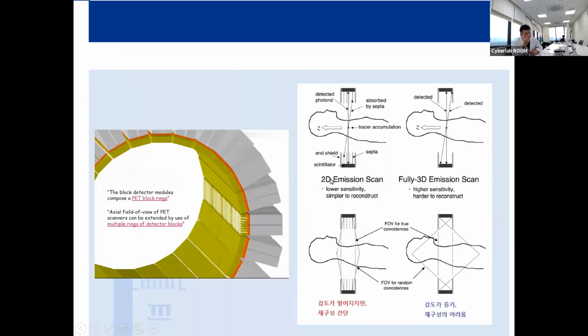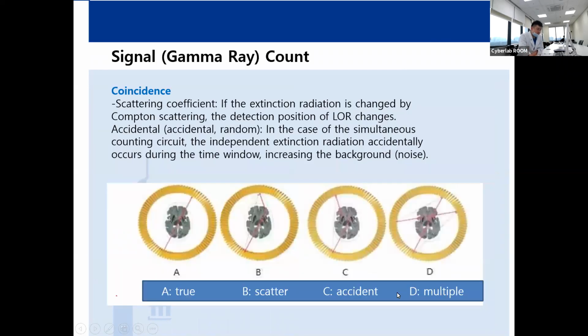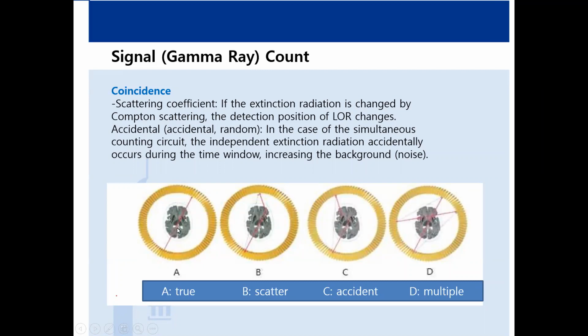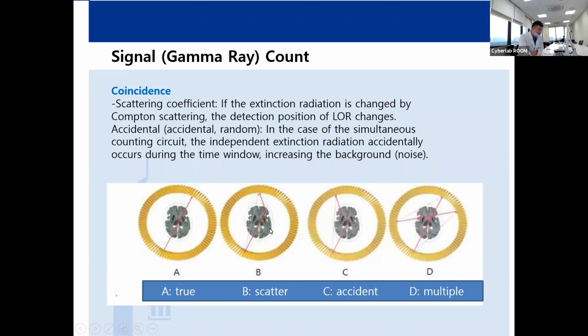The conventional method is a 2D emission scan, but recently we always take images using fully 3D imaging scans, without septa and with septa. It is a huge difference between the two systems. And the coincidence: this one is a true coincidence. This image shows scatter emission, accident emission, and multiple emission. Every event occurs during taking images and signals.